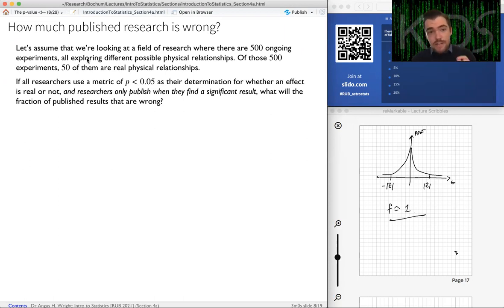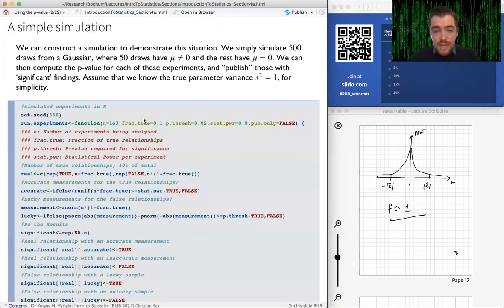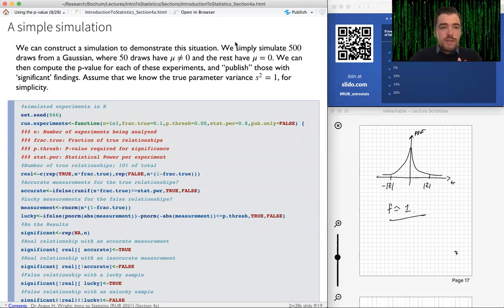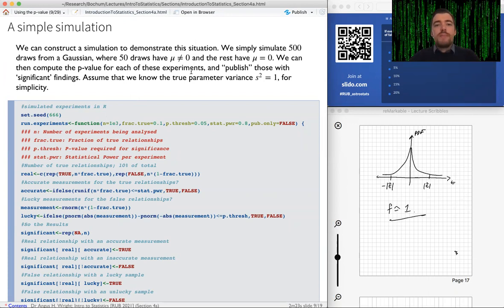If every single scientist in this sample uses a metric of p less than or equal to 0.05 as the determination for whether the effect they are studying is real, and the researchers only publish when they find a significant result, what fraction of the results are wrong? This is the question we're asking. We can simulate this really simply. I say 500 here, I've actually used 1,000 in practice, but it doesn't make a huge difference.